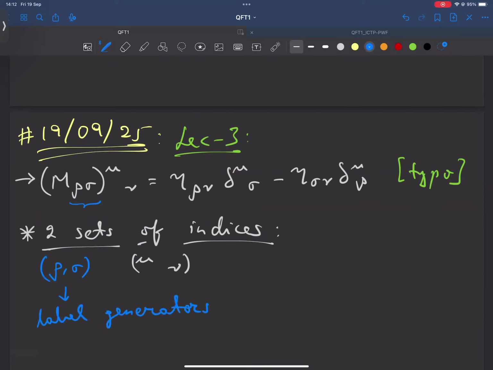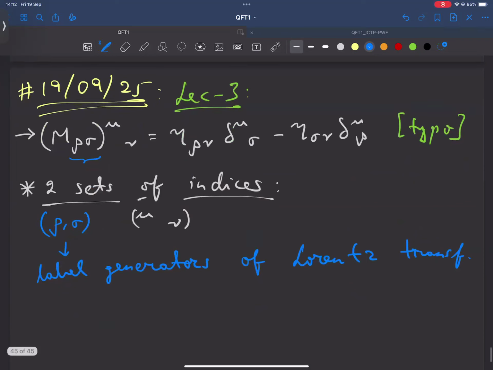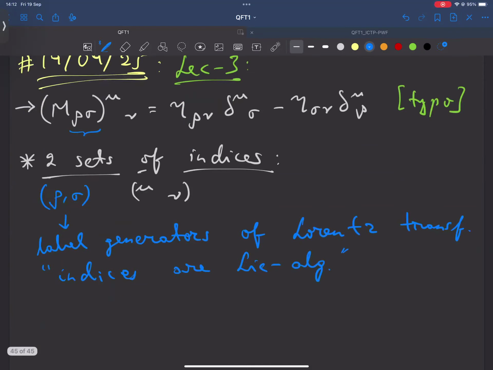which we know are six in number because of the antisymmetry. So they label generators. In other words, you can also say that these indices, rho and sigma, live in the Lie algebra of the Lorentz group. But the indices mu and nu are your space-time indices. Okay.